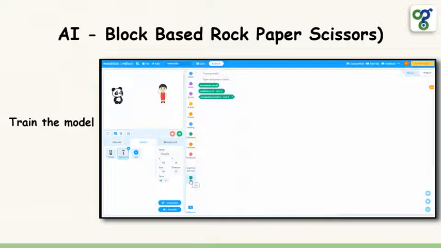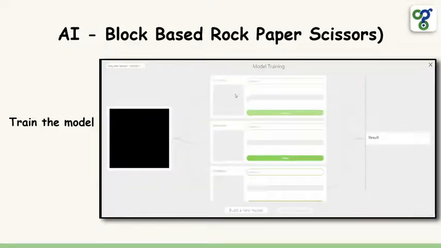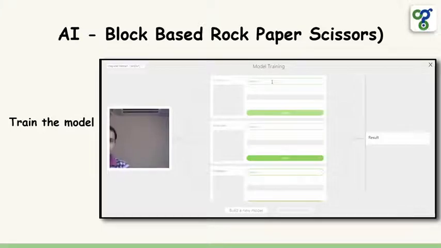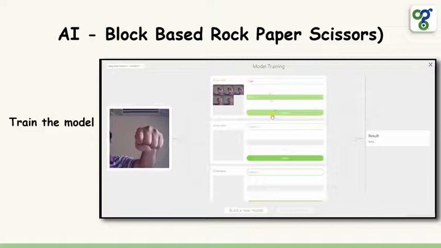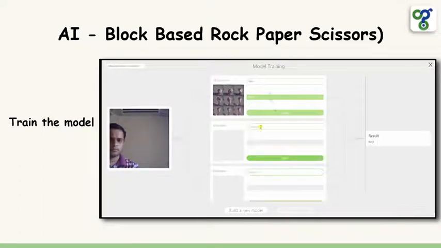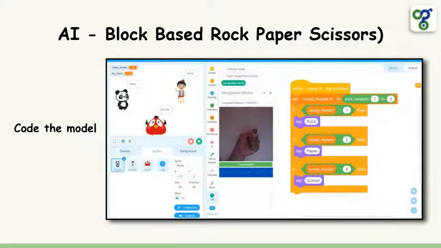Image recognition is a common way used to train AI models. Here the model is being trained to recognize various hand gestures, rock, paper or scissors. Further, block programming is used to code the game model.